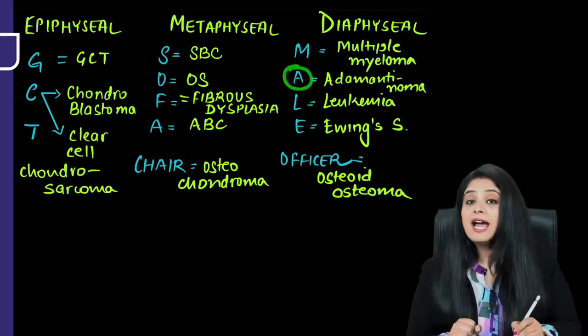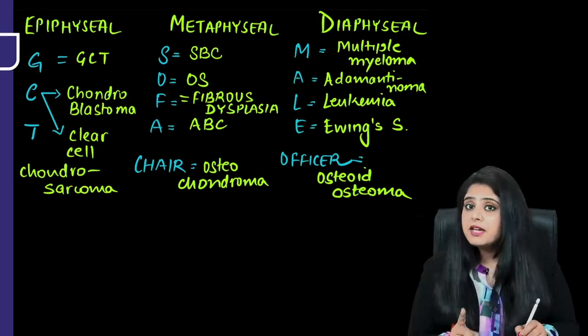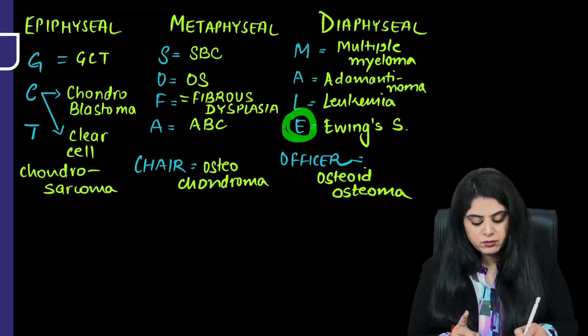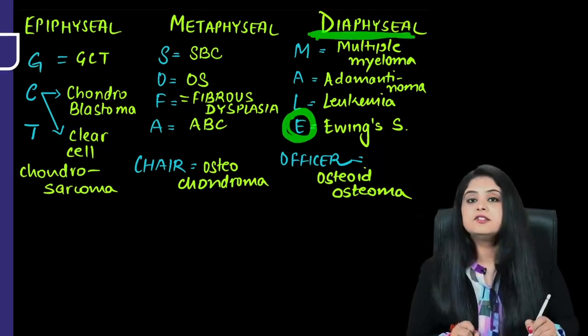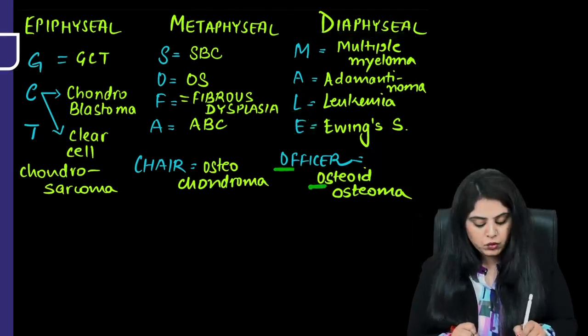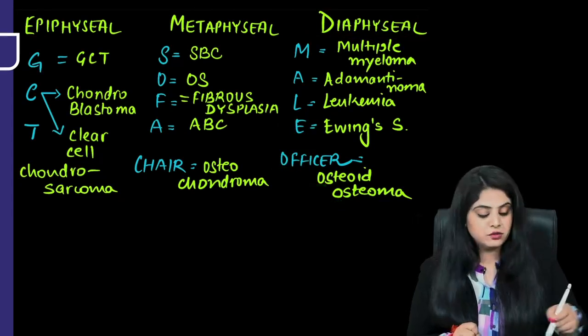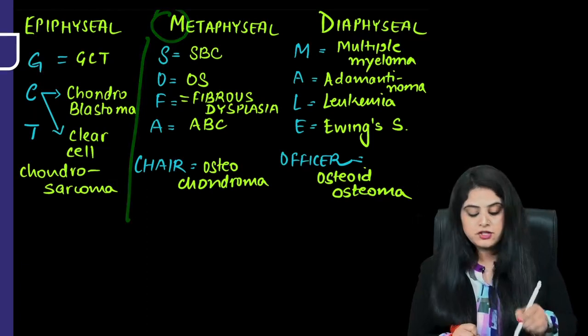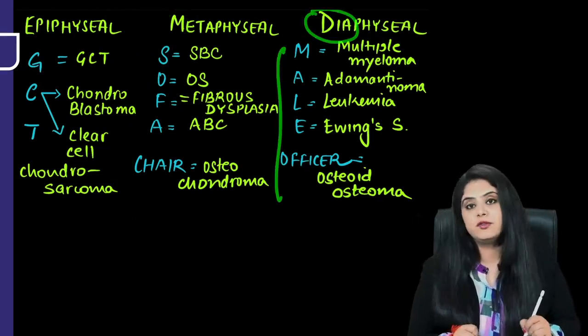Then we have A for adamantinoma, which is a tumor in the tibia, if you remember from orthopedics. E for Ewing sarcoma, which is the most expected question for diaphyseal tumors. And officer is OO, that is osteoid osteoma. So repeating, epiphyseal is GCT, metaphyseal is me studying on sofa chair, and diaphyseal is dad is a male officer.